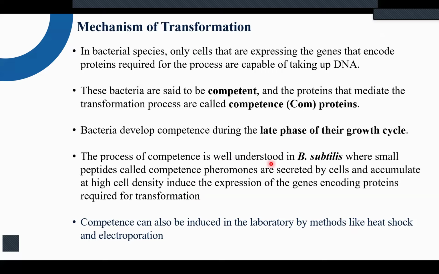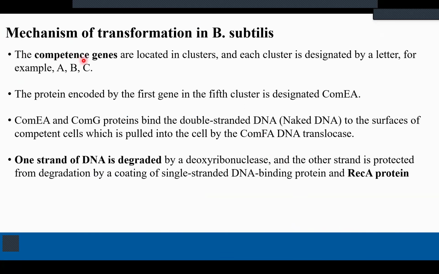We're going to learn an example of Bacillus subtilis and how it undergoes transformation. So we have competence genes present in the bacteria's DNA that code for important proteins called competence proteins. The competence proteins are named based on a convention. We have an example here, COM-EA. So EA represents the first gene in the fifth cluster. We have clusters of genes that code for these proteins, and we name each cluster in alphabetical order. So COM-EA refers to the first gene in the fifth cluster.